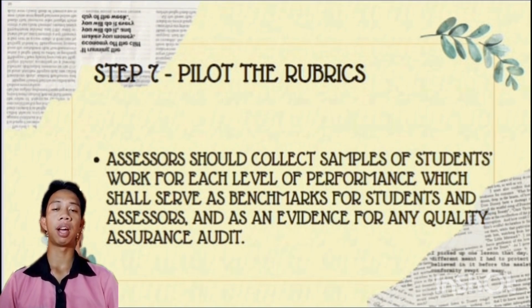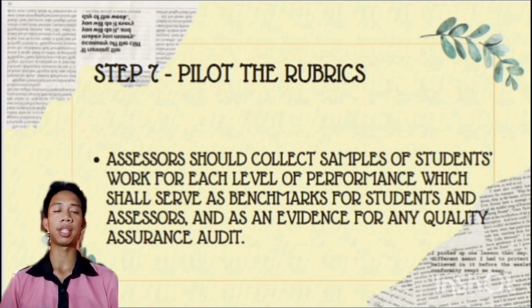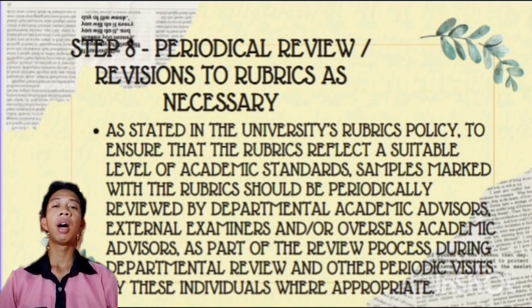Step 7. Pilot the rubric. Samples of students' work for each performance level should be gathered by assessors. This will act as a standard for both students and assessors, as well as proof of any audit related to quality assurance. Step 8. Periodically review and revise the rubric as necessary.